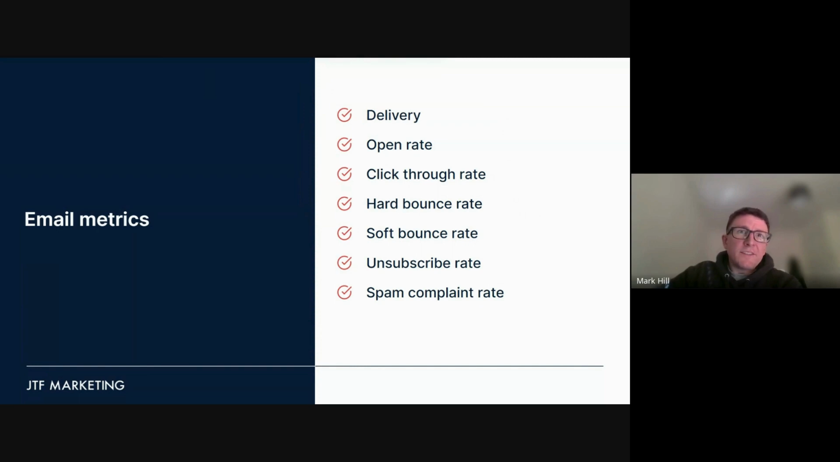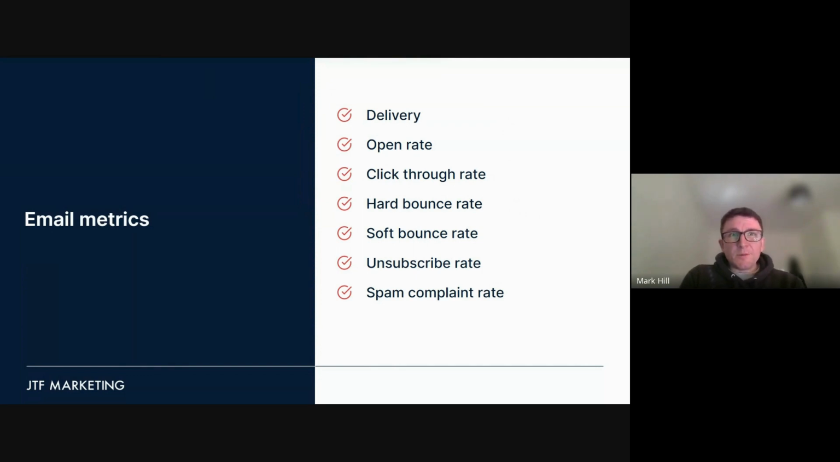If your click-through rates start to go down, then it could be a sign that you need to segment your lists better, do better targeting, or it could just be that your calls to action are a bit poor. And then for hard bounce rates, these are more permanent reasons for your email not being delivered. Say you've moved jobs or you're no longer a student at the university you used to attend.